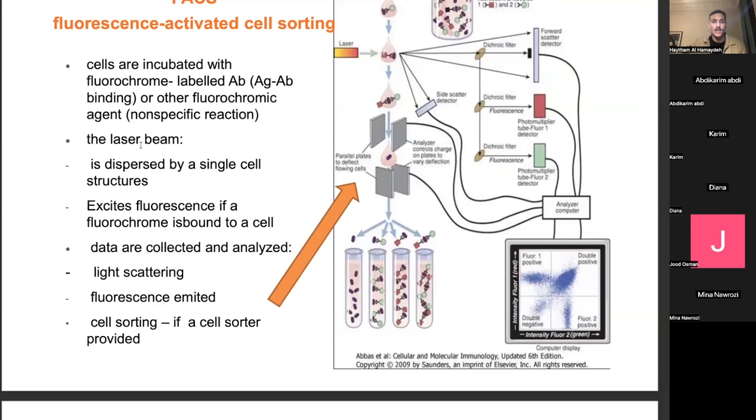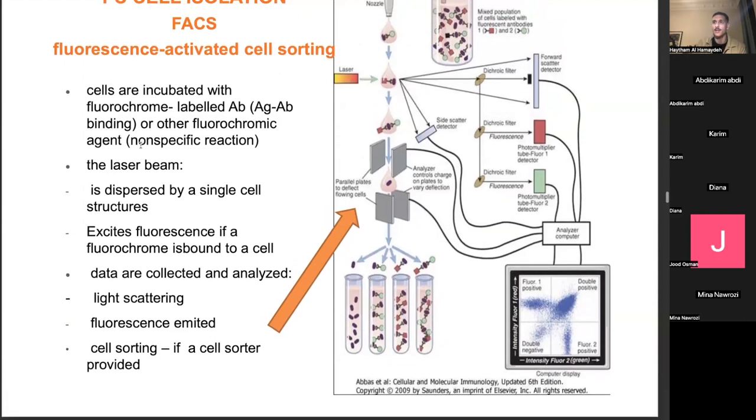In this case, the laser beam that they're talking about right here shines on our cells or our complexes that have the fluorescence, the antibody, and the cell. Now, FACS is basically a machine where we place our sample with all of those cells, and those cells are pushed into a narrow tube. When they're pushed, they go in one by one, and one by one we shine light on them. The laser beam is dispersed by a single cell. One cell, one laser beam.